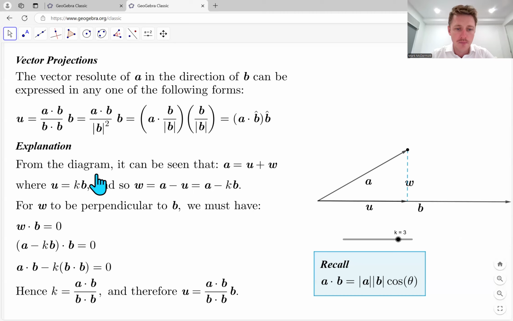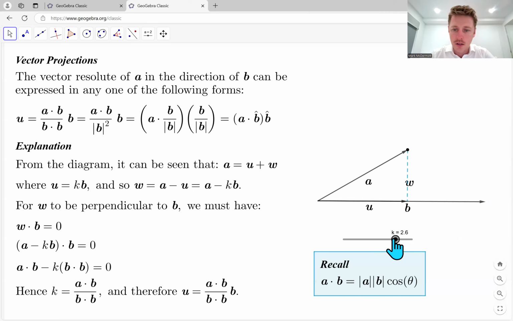From the diagram, we can see that A equals U plus W. I think that should make sense. Vector A here is vector U plus vector W. I wasn't able to put an arrowhead on W, but W is pointing in that direction because the direction's important, right? So A is U plus W. Okay, and U is KB. Now, K is a scalar multiple. K is just a real number.